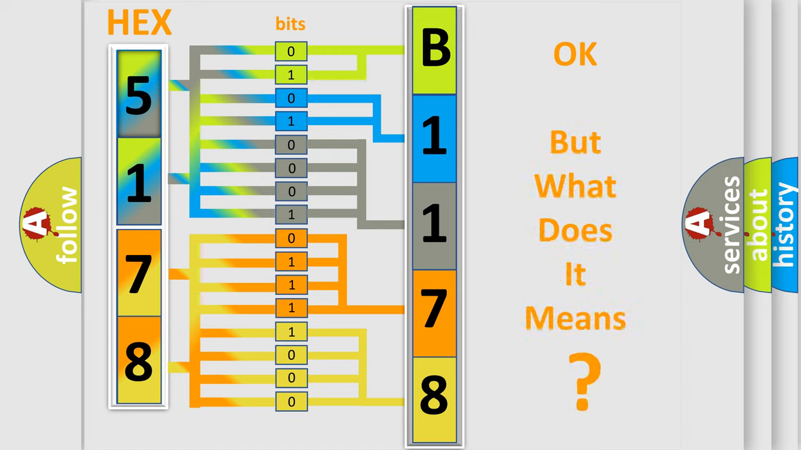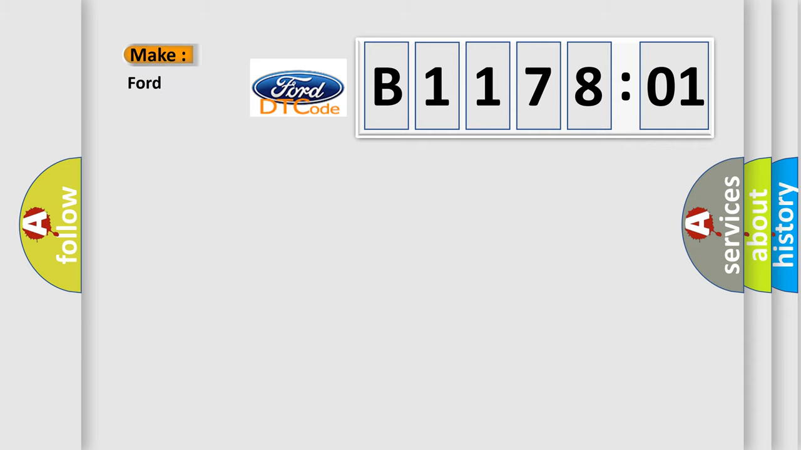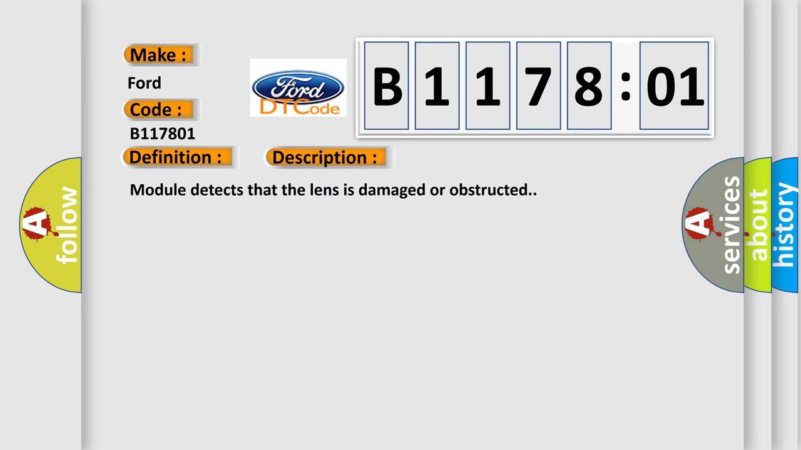The number itself does not make sense to us if we cannot assign information to what it actually expresses. So, what does the Diagnostic Trouble Code B1178-01 specifically mean for Infiniti vehicles? The basic definition is sensor blinded. And now this is a short description of this DTC code: the module detects that the lens is damaged or obstructed.